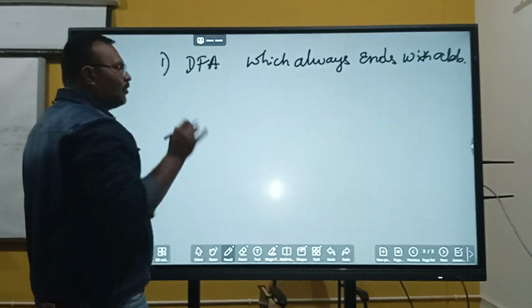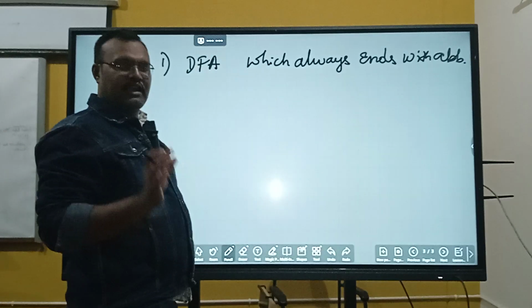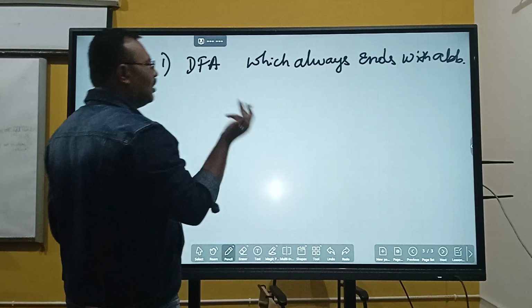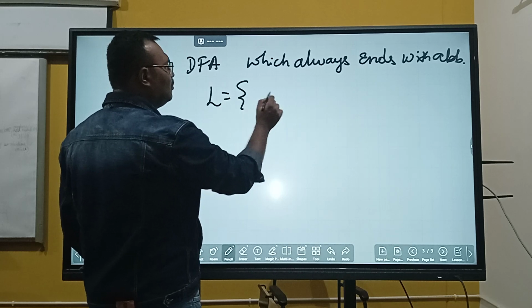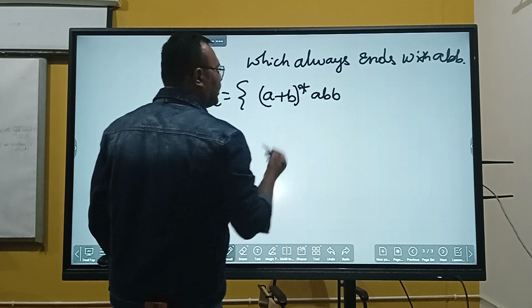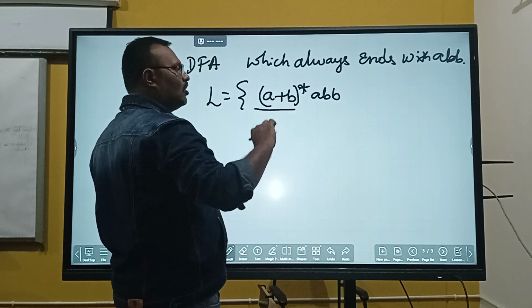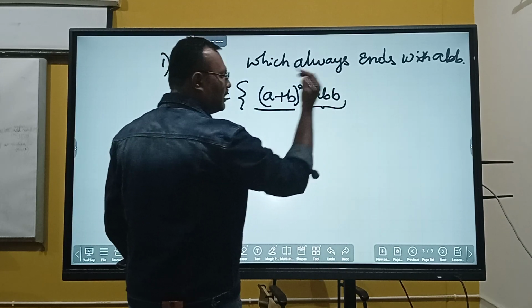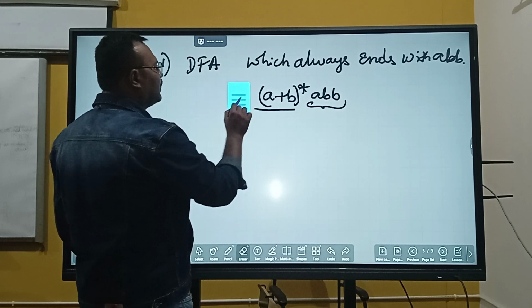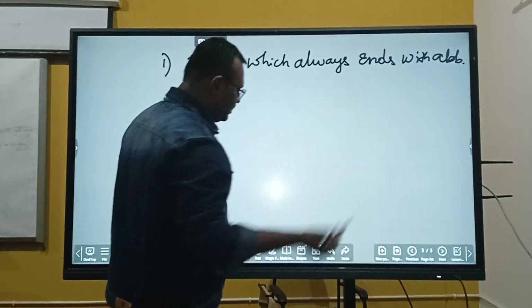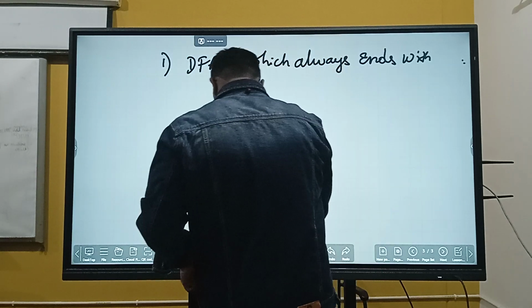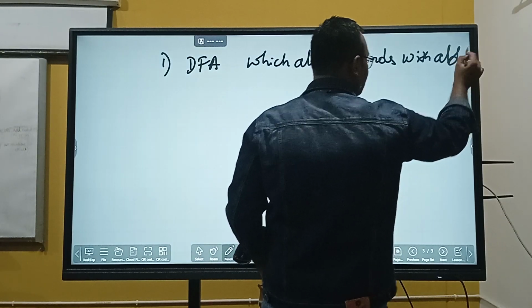Now, what he is saying is that any string has to end with what? ABB. If I write it as a language, it looks like this: L is equal to (A plus B) whole star ABB. (A plus B) whole star means it can start with either A or B or anything, but it is always ending with ABB. This is our main concern. So I am not going to confuse you a lot, I'll just remove this and we'll see that later. It should always end with ABB.